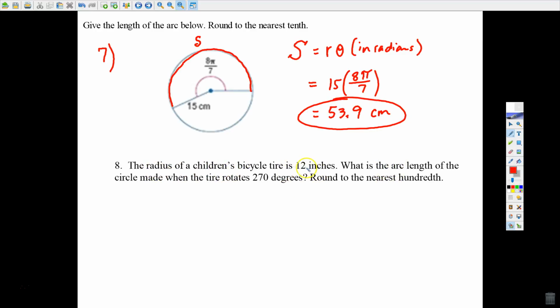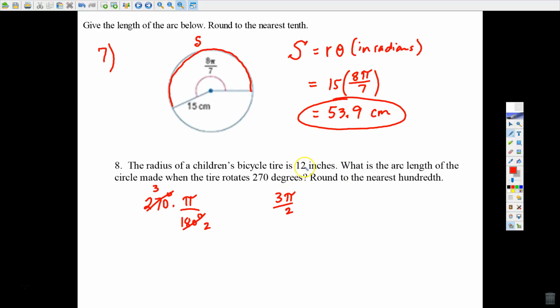Number 8, a similar problem. We have a radius of 12 inches. What is the arc length if the tire rotates 270 degrees? So that's our angle measurement, but again we have to put theta, or whatever the angle is, in terms of radians. So we're going to have to do a little conversion here. So 270 degrees times pi over 180 degrees. We can divide 90 into both of these. 90 into 270 goes 3. 90 into 180 goes 2. So in radians, this is 3 pi over 2.